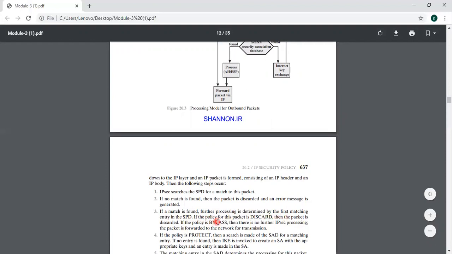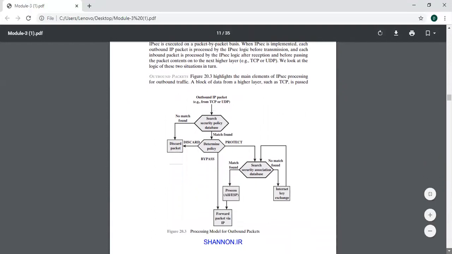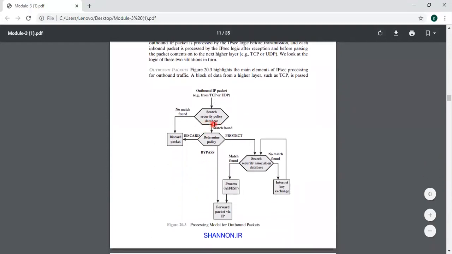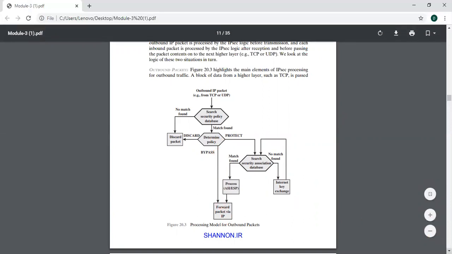If the policy for this packet is discard, then the packet is discarded. If the policy is bypass, then there is no further IP security processing, and the packet is forwarded to the network for transmission. In the diagram, if a policy is not matched, it is discarded. If the policy is matched, the policy is determined, then it is bypassed, and finally it is transmitted to the destination side.